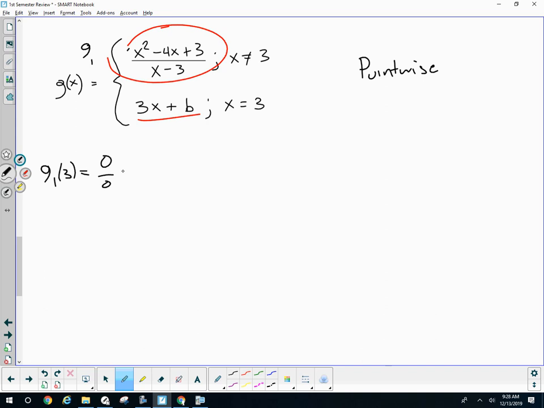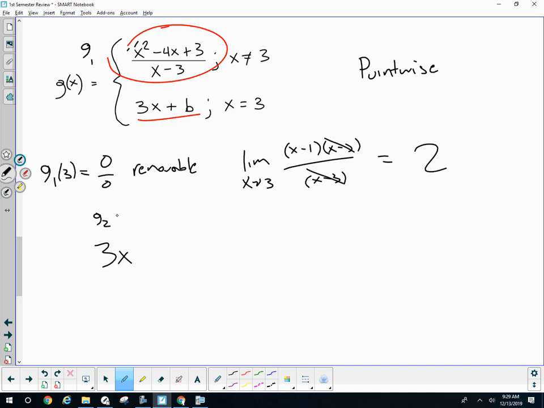That means this majority of the function has a removable discontinuity at 3. Well, that means I need to find the location of the removable discontinuity, or the limit of this. I could factor. It's x minus 1, x minus 3. Remove the removable discontinuity, plug in 3, I get the location is 2. That means this point, g sub 2, at 3 must equal the limit, which is 2. So 3x plus b has to equal 2 when x is 3. So 9 plus b has to equal 2. B has to equal negative 7.